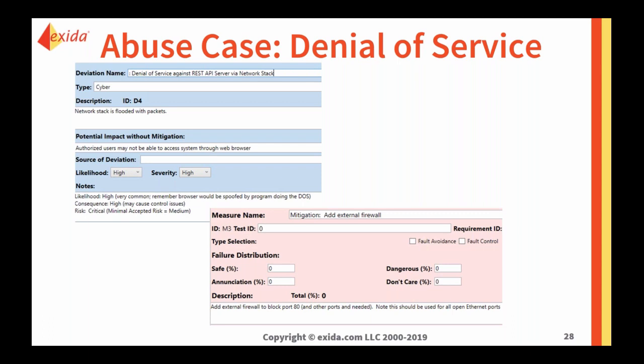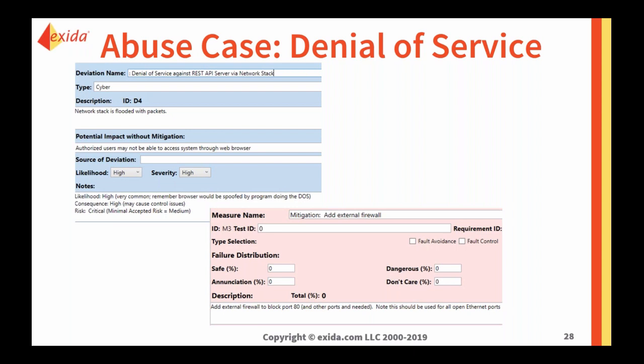In here, what we consider is the abuse case, again, the denial of service one. And you can see we've put it in blue, which, as I mentioned, was a deviation or a vulnerability node. And we were saying, okay, the denial of service against the REST API server, it's a cyber attack. And the description is that we're basically going to flood the network stack with packets. And we want to see how that is handled.